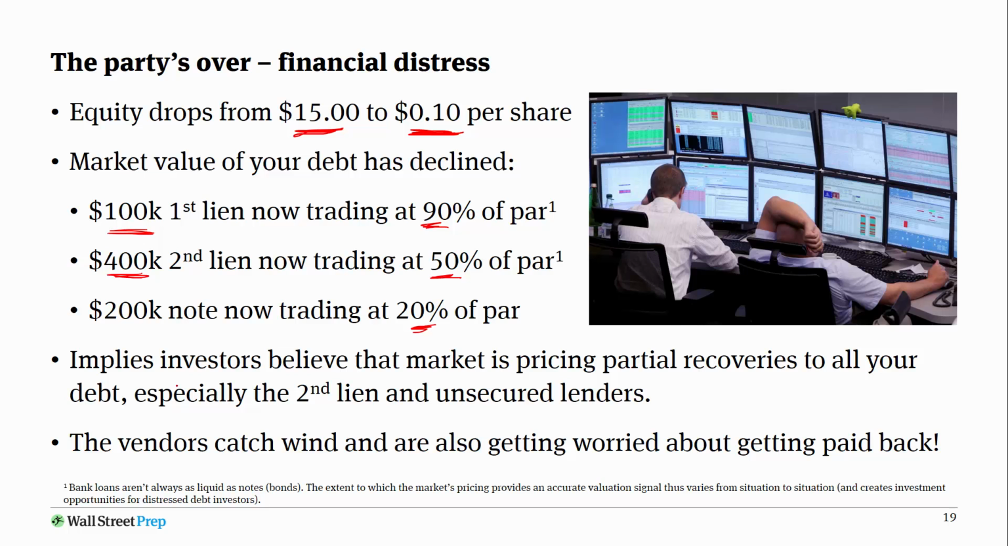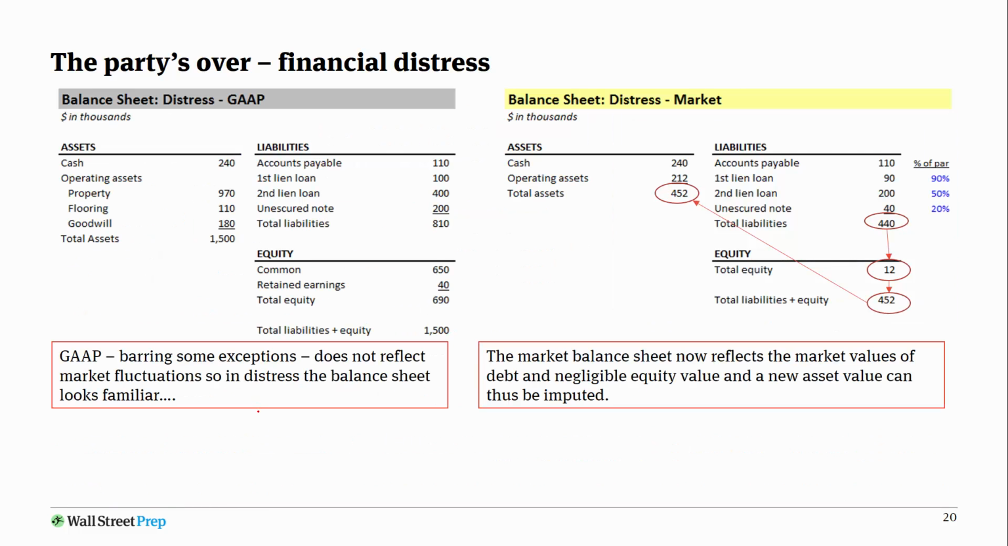This implies that the investors believe the market's pricing partial recoveries to all of your debt, especially the second lien and the unsecured lenders. Now the vendors are also getting worried. They're catching wind of this, and they're also getting concerned about being paid back themselves. So now let's look at what this means for our balance sheet.